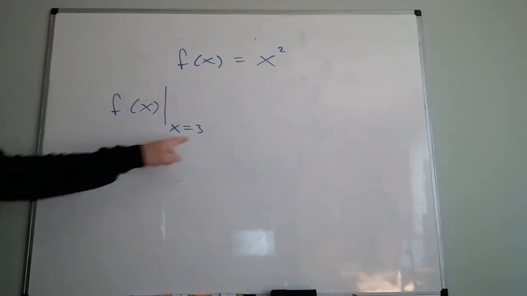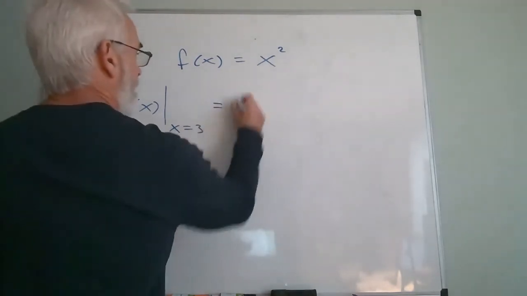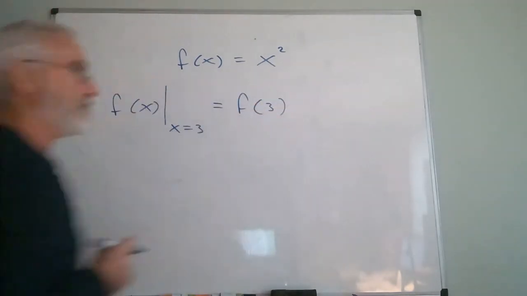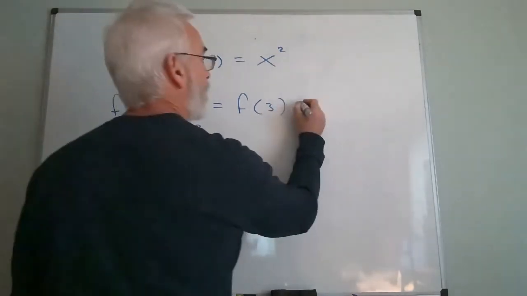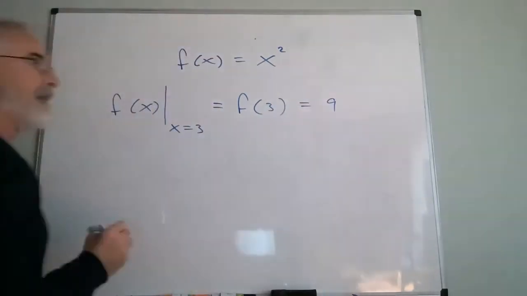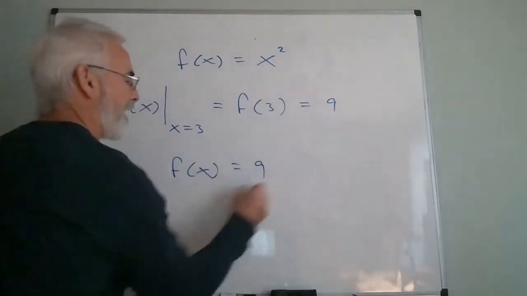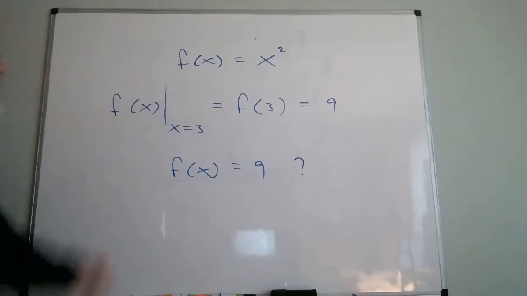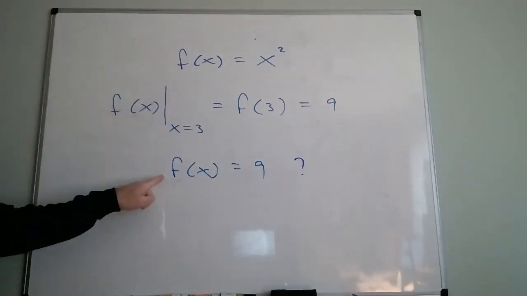Whenever you use this type of notation, this means evaluated at. A more convenient way would be to say f of 3. I think we all agree that that's a little bit simpler, and we would all agree that f of 3 is 9. Then would it be the case that f of x equals 9? If f of x equals x squared and I want to evaluate it at 3, then is f of x equal to 9?